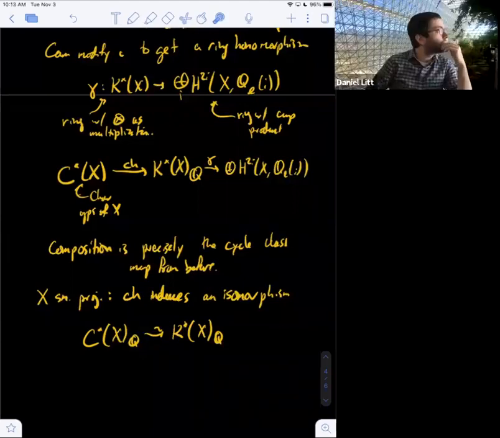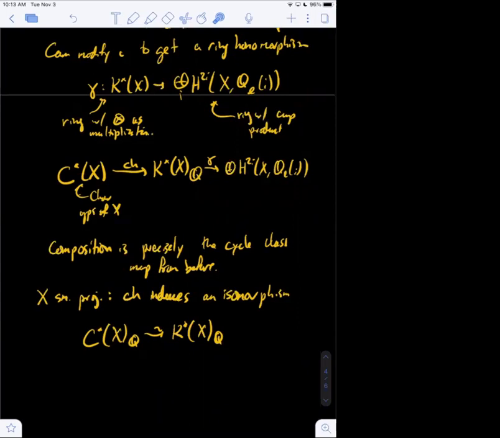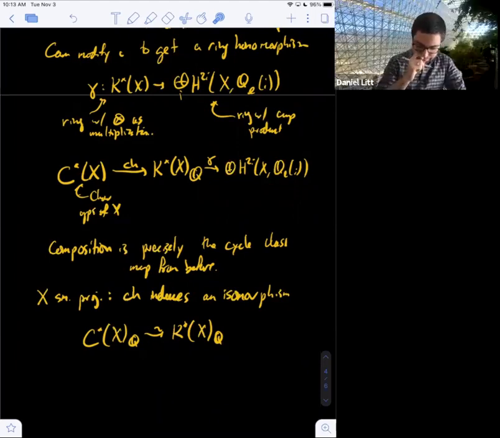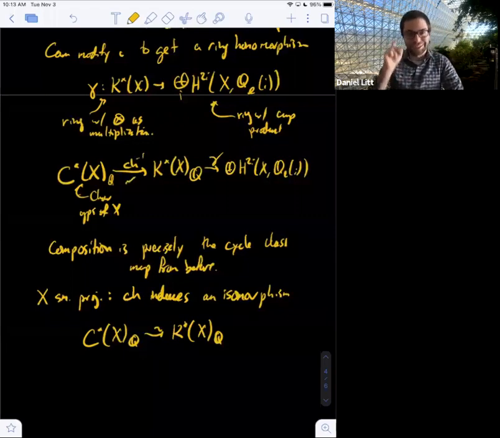Oh, I'm so sorry. Yeah, you're absolutely right. Yeah, sorry. I mean, it's an isomorphism. Yeah, I guess you're right, yes. But it's an isomorphism rationally. So maybe if I do this, this is the easiest thing to say. Yeah, sorry about that.